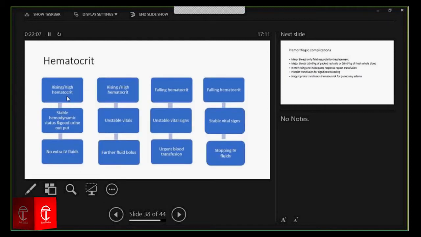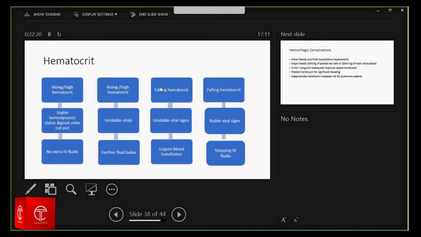So a patient is having a rising hematocrit but has a stable hemodynamic status and has good urine output, and his vitals are stable. You don't need to give extra IV fluids, you just need to monitor them on the same rate and keep observing the high hematocrit. However, if the hematocrit is rising and the vitals are abnormal, then you need to give further fluid boluses.